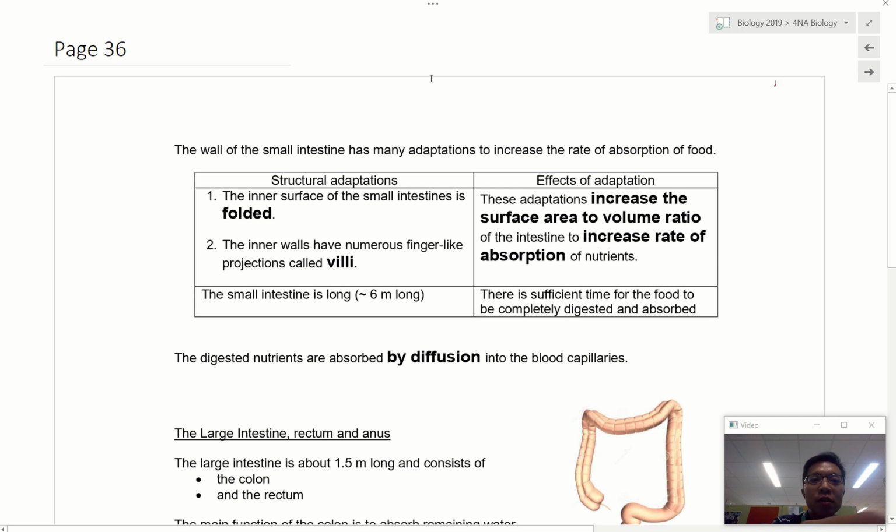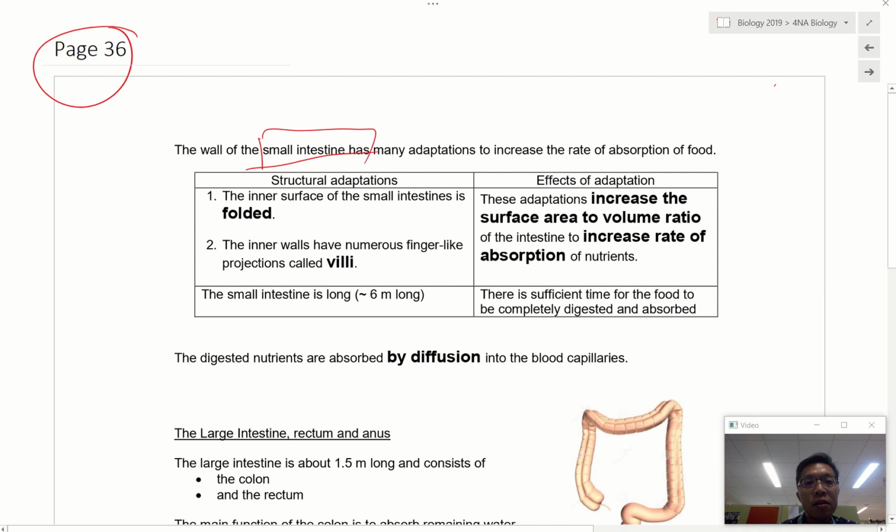Okay, so now can we turn to page 36 of your notes? We are going to talk a little bit about how your digestive system performs other processes. Previously, we have spoken about ingestion and digestion. Now we are going to move on to the other three processes: absorption, assimilation, and egestion for this video. Okay, so we'll first talk about absorption, and we'll first start off with the small intestine.